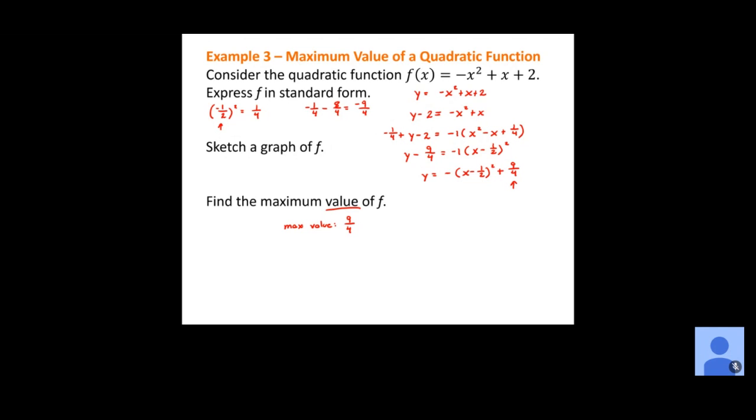The reason I emphasize that word value is a lot of times in WebAssign, they're going to ask you for just the maximum or minimum value of a function. Make sure you're only entering the y value in that case, right? If you're trying to put the entire ordered pair in, it's not going to take it.